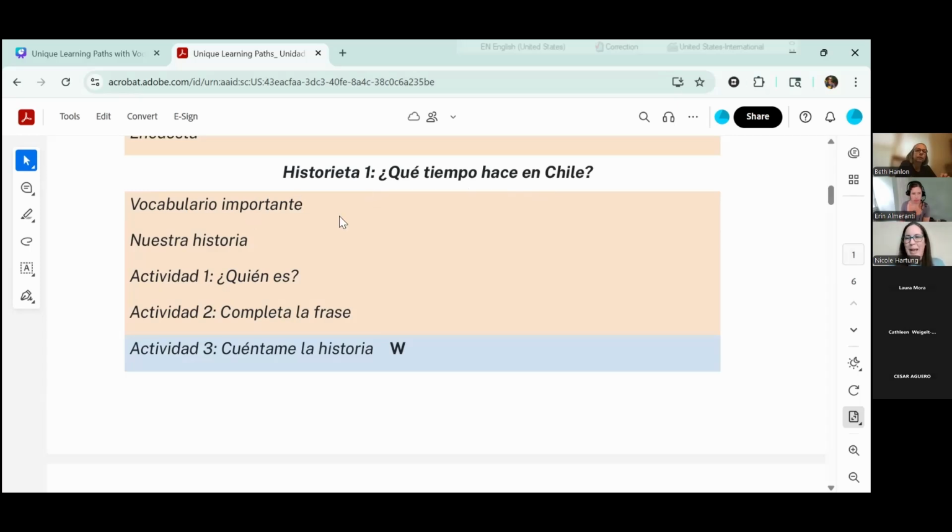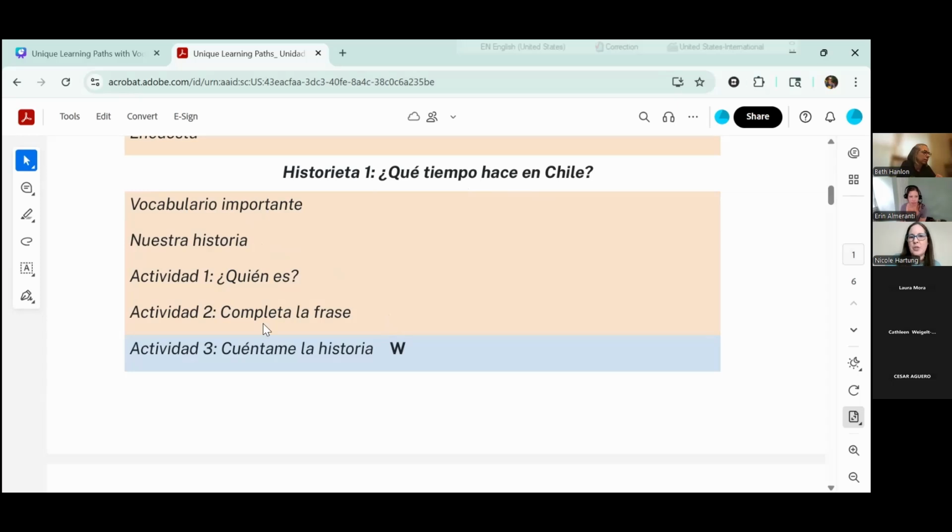We work through the vocabulary. We click through the pictures together. We create our own version of the story with Nuestra Historia. I usually start them out with quién es, who is it, and then I set them free to do the rest themselves, or I might have them work with a partner again.